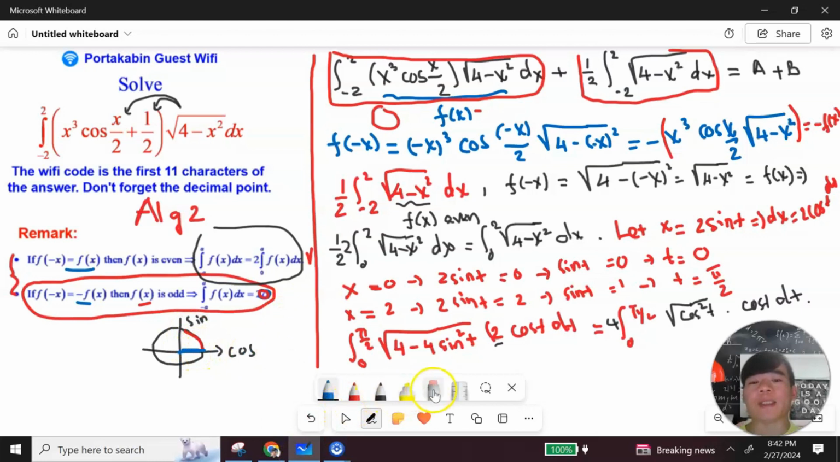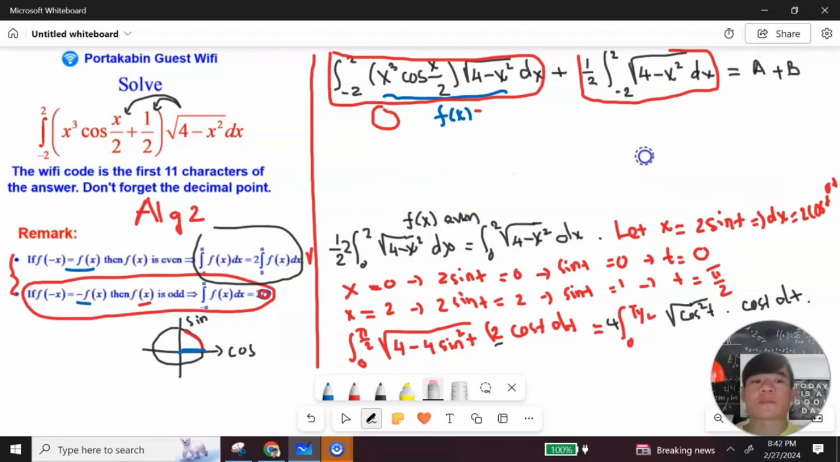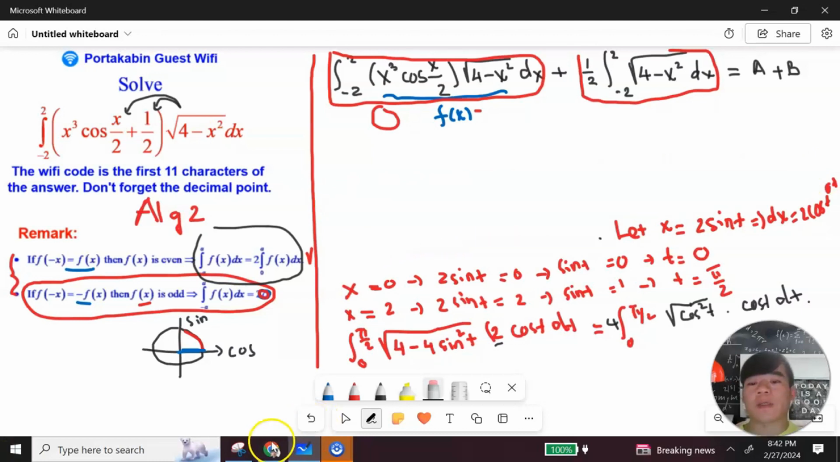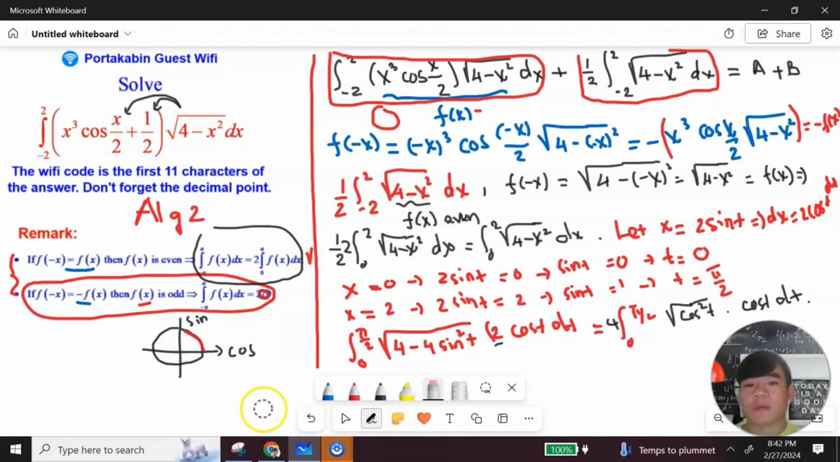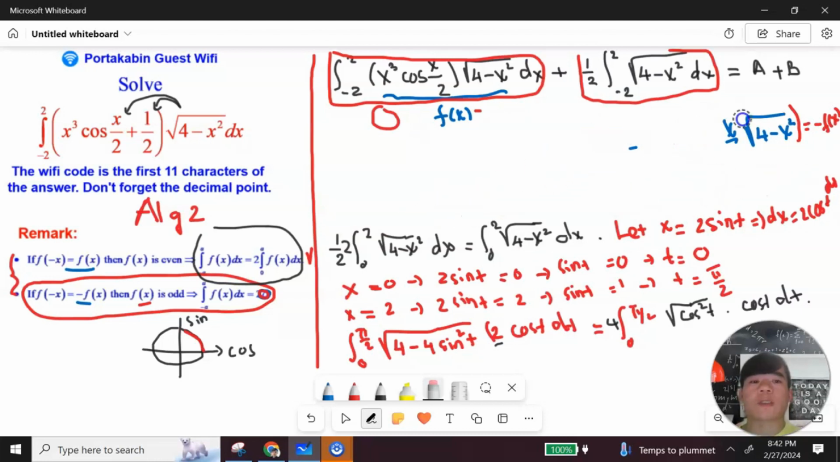So I don't have enough space. Let me erase the top. Let me erase this guy right here. Let me erase this. Okay, this one.